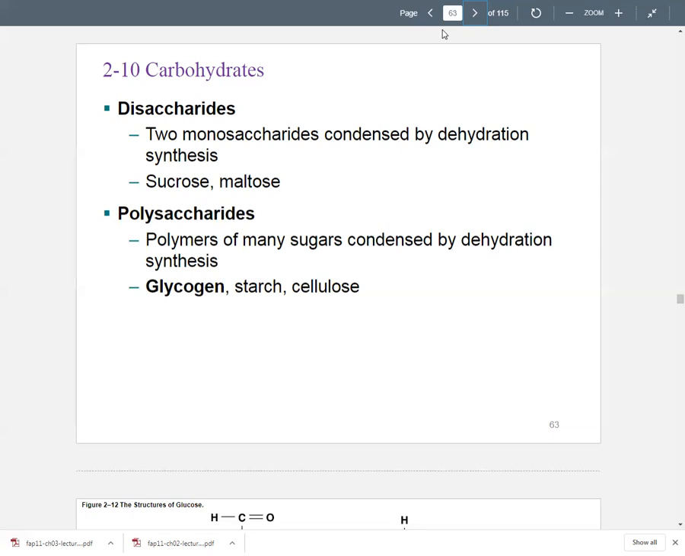Now you also have polysaccharides, and this is where you take many sugars and you condense them through dehydration synthesis. So you're making things like cellulose, starch, glycogen. So it's not just 2, it's a whole long chain, okay? But your disaccharides and your polysaccharides are your polymers, okay? Your monosaccharides, your monomer.